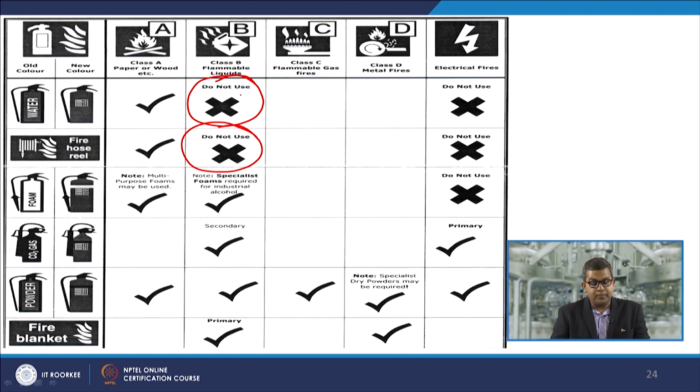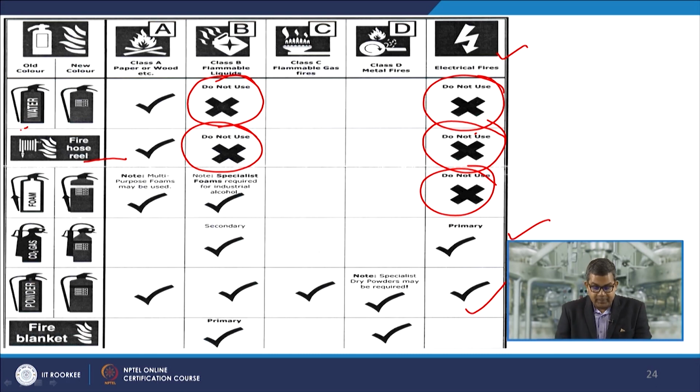Just for the sake of an example, let us take a case of electrical fire. It is always advised not to use a water based fire extinguisher. Do not use fire hose reels, that is the supply of water. Do not use a foam based fire extinguisher. You can use CO2 type or powder type extinguishers. Sometimes you may need a fire blanket. So be aware, and all the persons who are working in the sensitive area must be aware of this type of chart and must be trained for this type of scenario. That is a crucial thing.